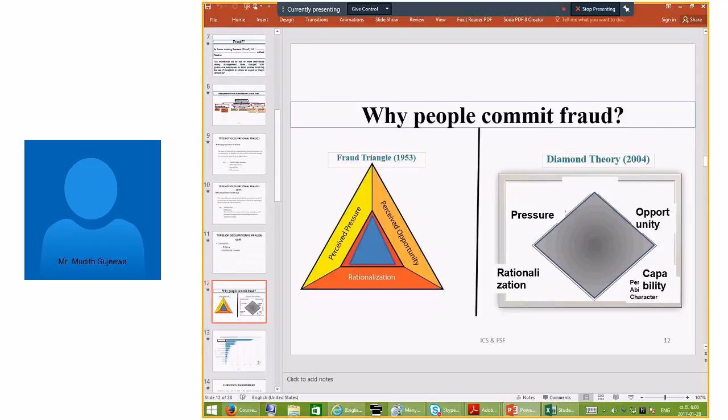Why do people commit frauds? Yes, as we discussed: opportunity, pressure, and rationalization. Then the Diamond theory in 2004 incorporated opportunity, pressure, rationalization, plus capability.